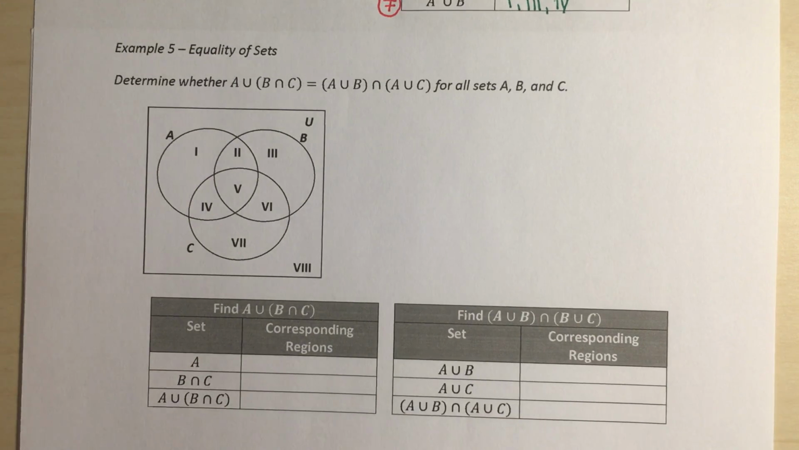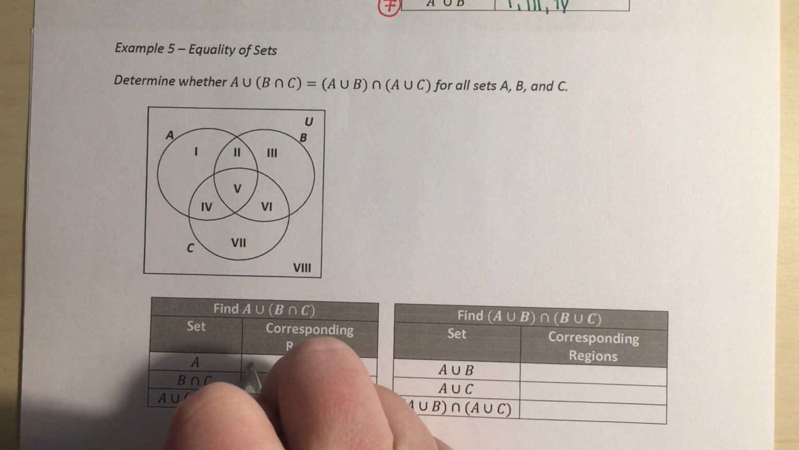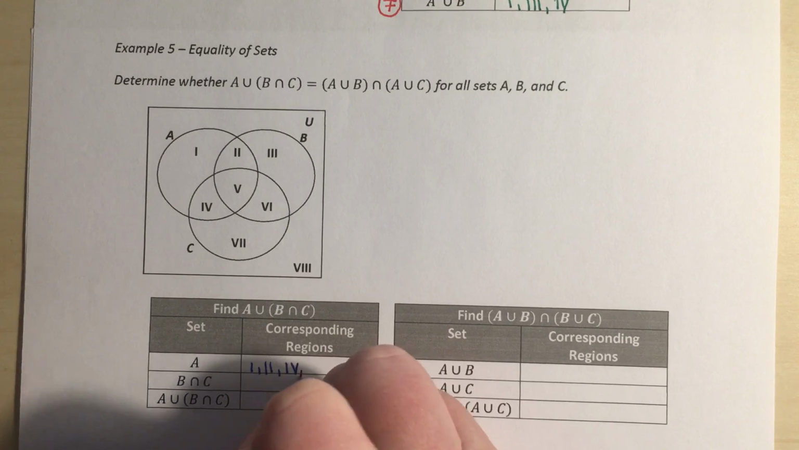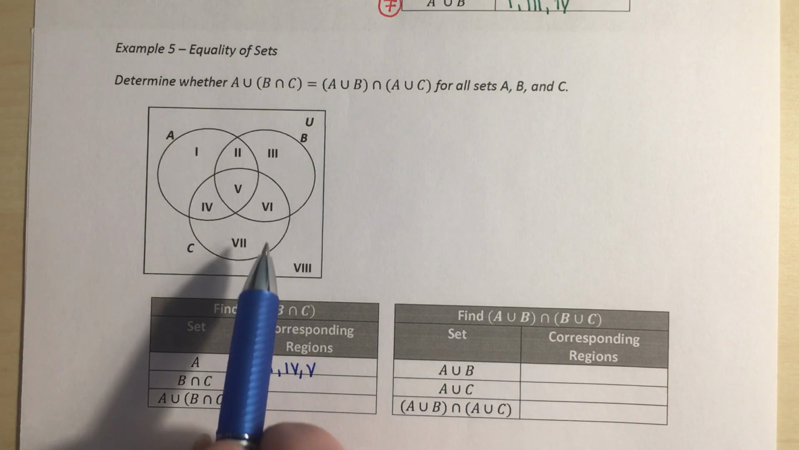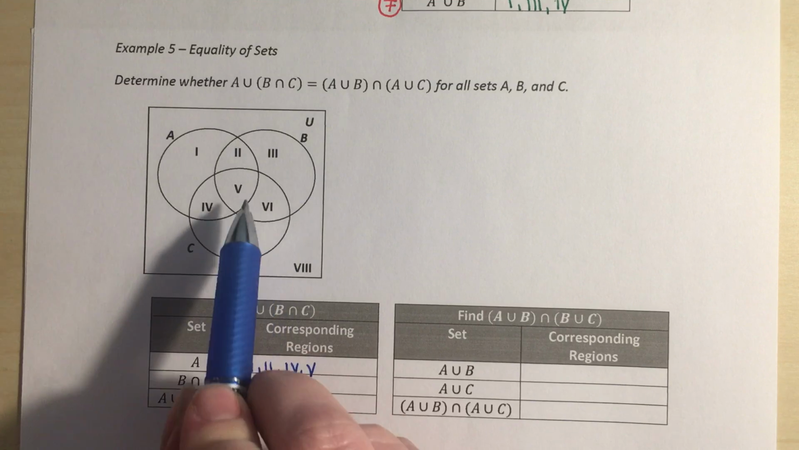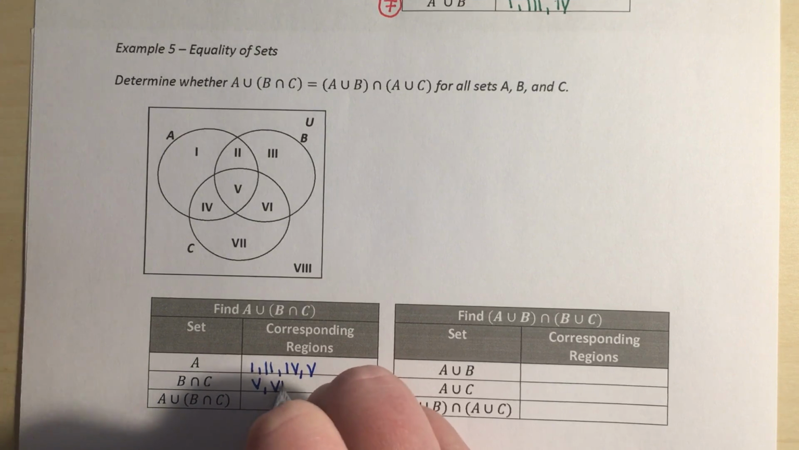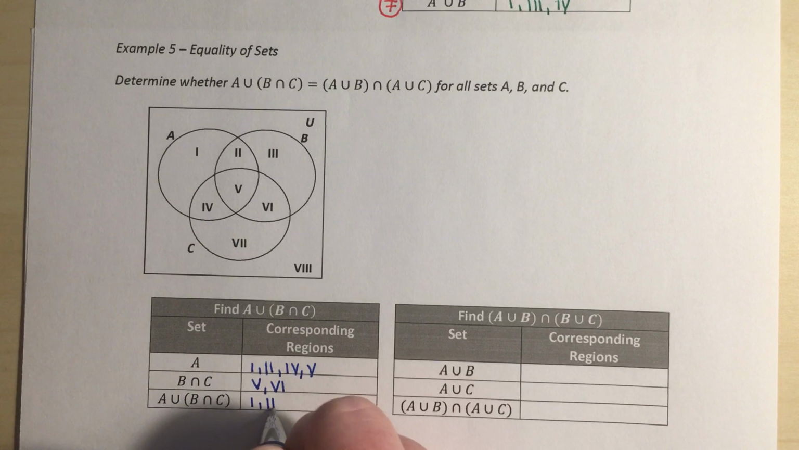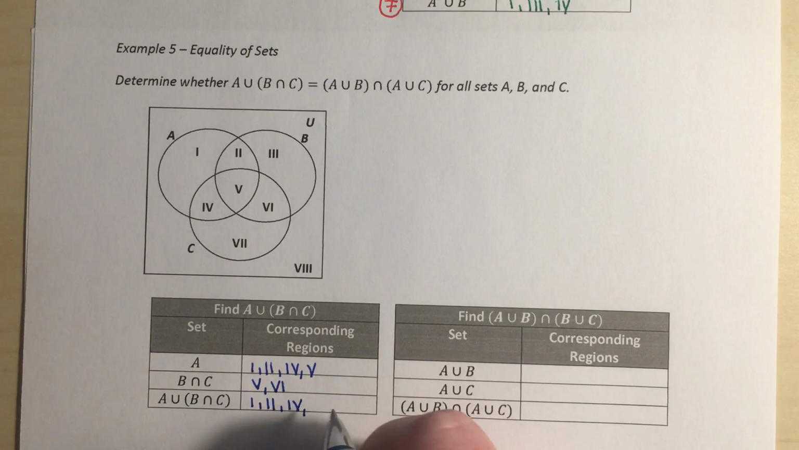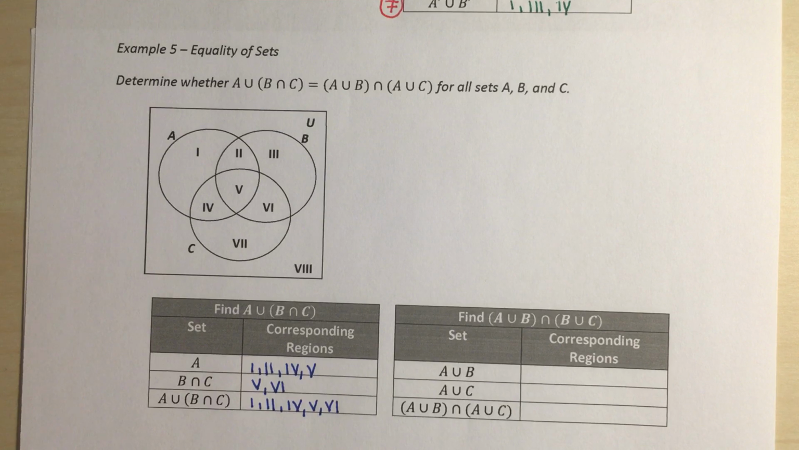All right, so we start by listing every region in set A. So we have 1, 2, 4, and 5. And then we are asked to identify B intersect C. B and C overlap in regions 5 and 6. Then we are asked to union these two parts that we have here. So we're going to have everything that we have listed here: 1, 2, 4, 5, which is in both, and then 6, which is just in our second line.